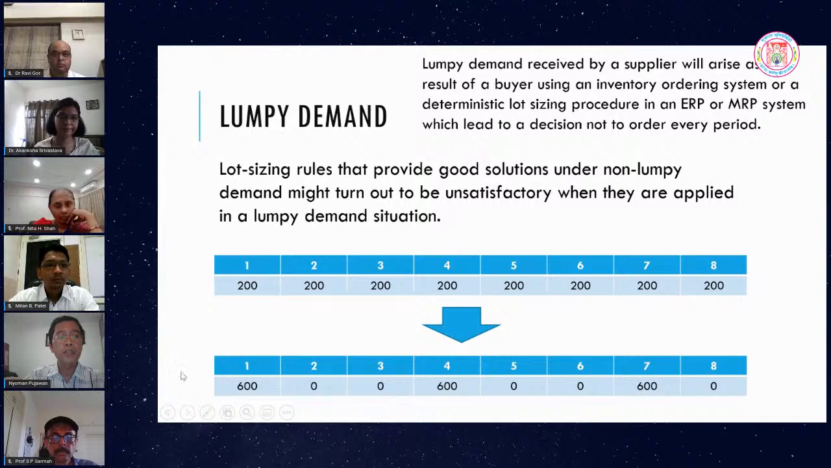Most of the time, if you are looking at the demand for material, especially a custom component like packaging, for example, rather than raw materials, you will observe demand like the second table below there. There are a lot of periods where you don't have any demand. And lumpy demand received by a supplier arises because the buyer is using an inventory ordering system or a deterministic lot sizing procedure in an ERP or MRP system, which leads to a decision not to order every period.